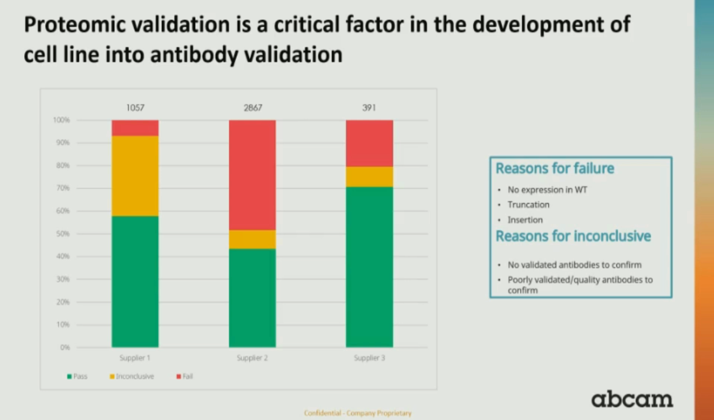We get a large number of failures, most of those for no expression in the wild type, as well as some truncation and insertions. And we get what we term inconclusives, which is that we can't actually determine that it truly is a failure. We just don't know. So sometimes there's no antibodies to confirm it, sometimes the antibodies aren't very good. A couple of examples coming up.